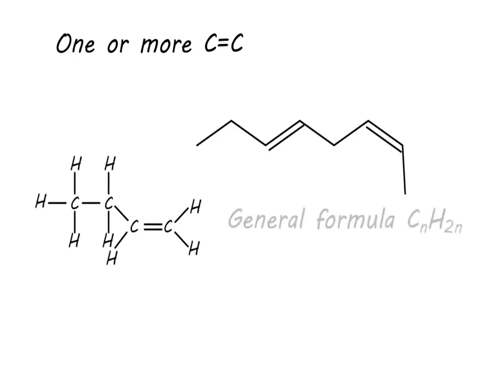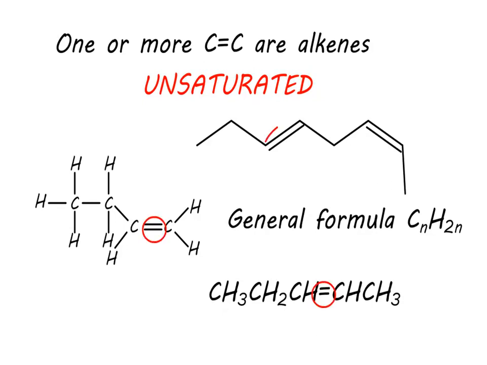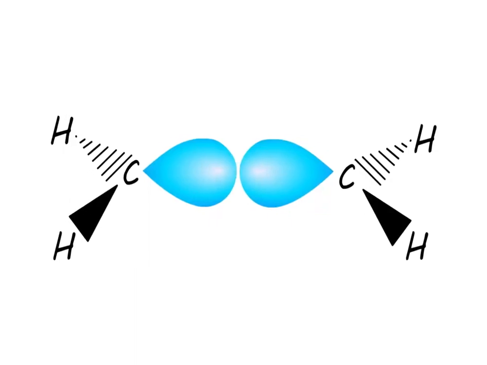Hydrocarbons with one or more carbon-carbon double bonds are called alkenes, and these are unsaturated since it is possible to fit more hydrogens on to form alkanes. Although when we draw the carbon-carbon double bond, the two bonds look identical, in fact, the two bonds that make up the double bond are different.